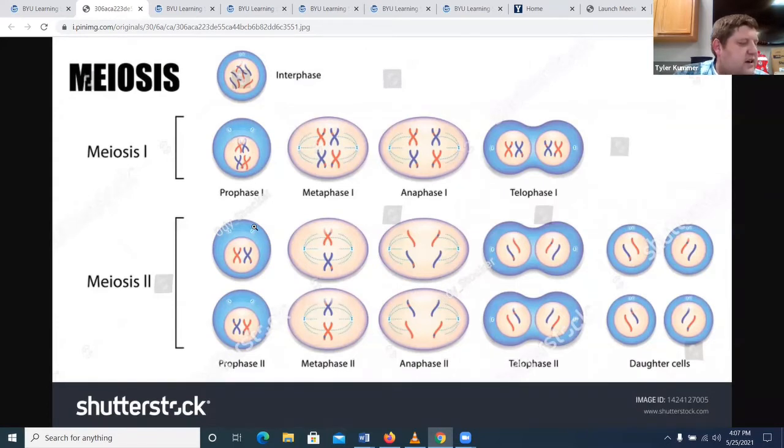Are there any questions on that? Another term you'll see is called link. So meiosis and recombination. Any questions on those two?